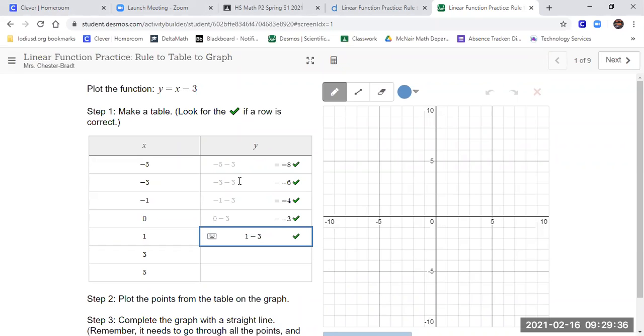If it doesn't show a check mark, it means that you've either put the wrong x in or put the wrong subtraction in, because it's looking for you to replace the x from the rule with the x that you're being given, okay? And notice it's calculating for us what that equals, so we don't have to worry about that piece of it. We just have to make sure we're putting the right stuff in.